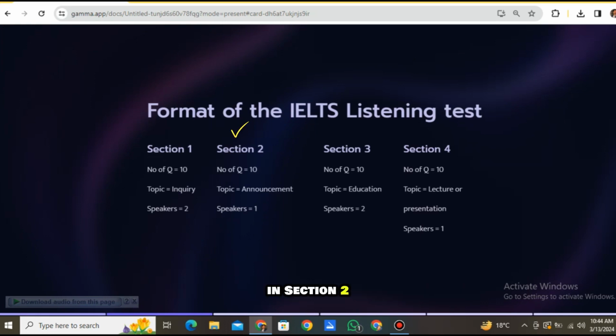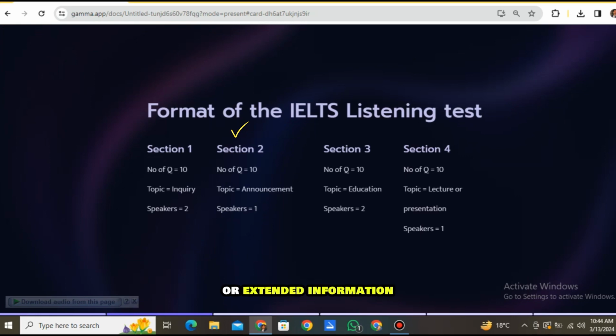In section 2, the number of questions will be the same. The topic is changed. There will be an announcement and extended information about a specific topic, and this topic would be related to social life, a domestic topic, and one speaker will be describing the whole announcement, the whole extended information.